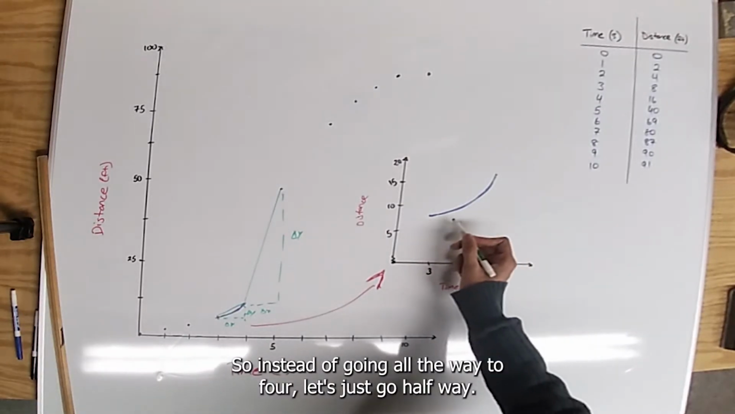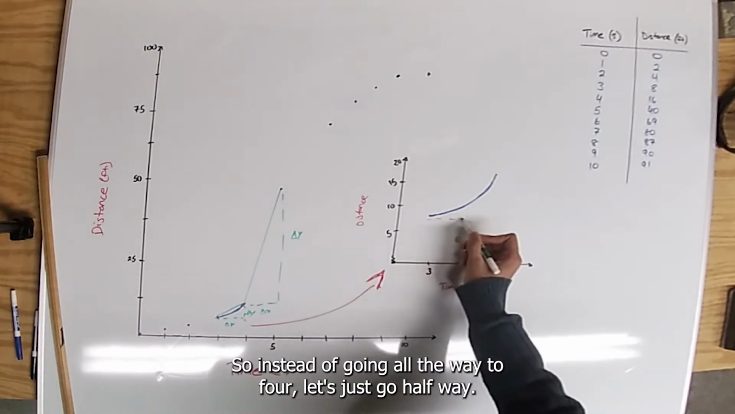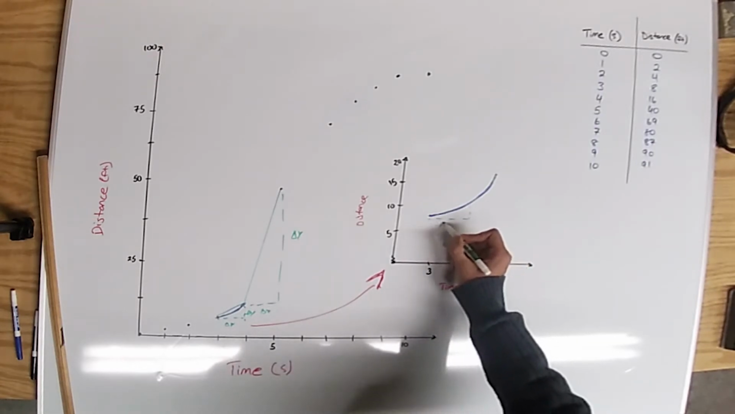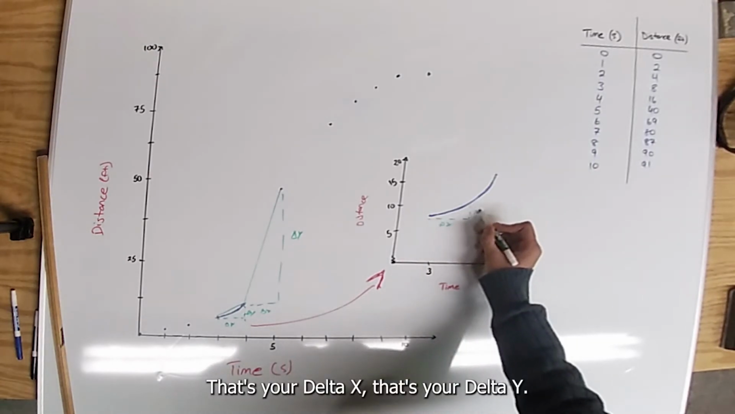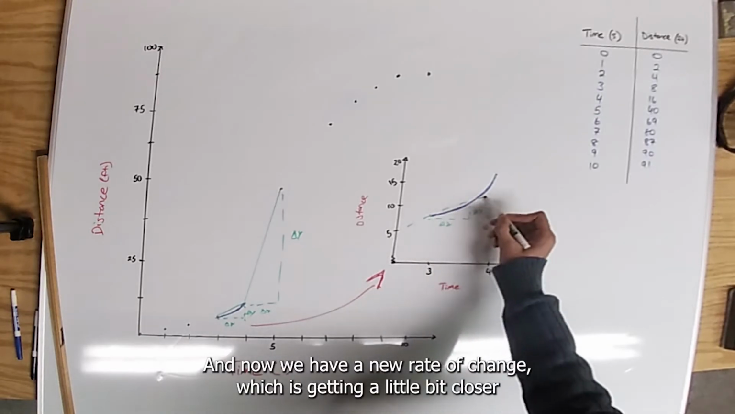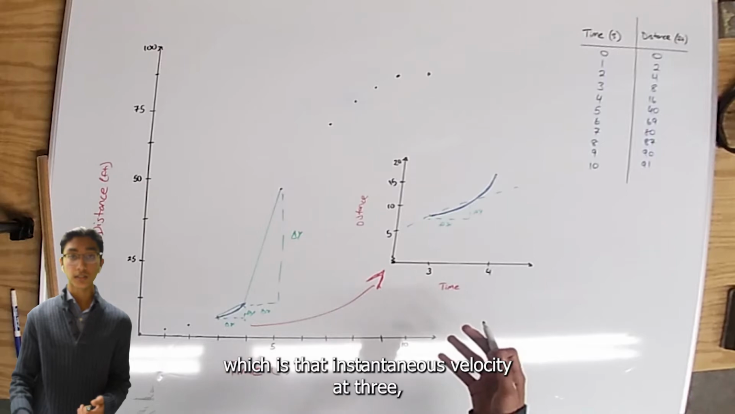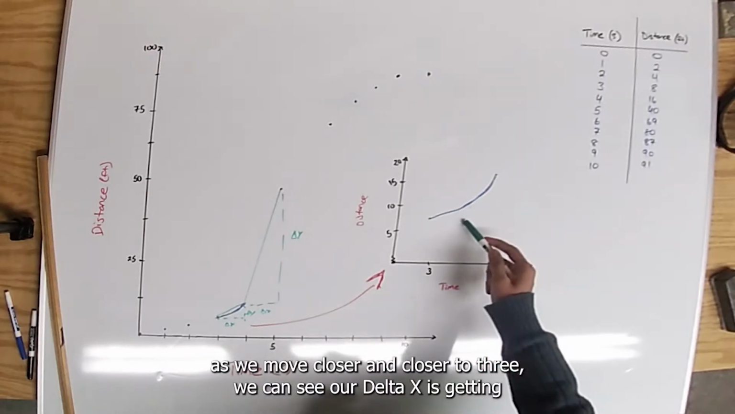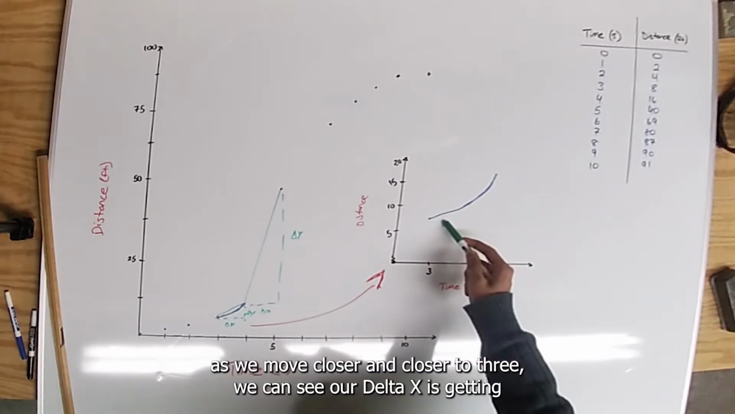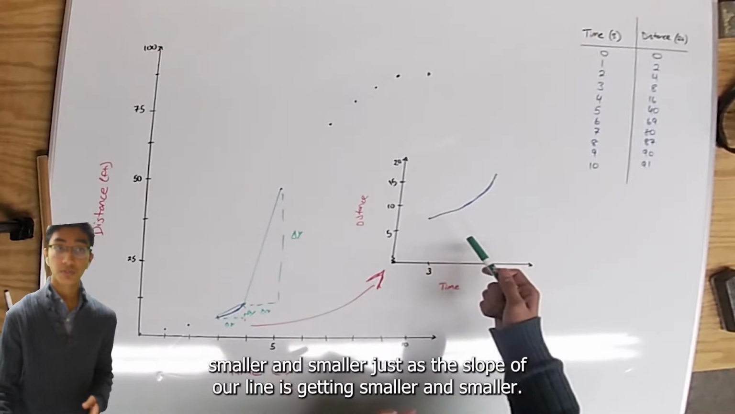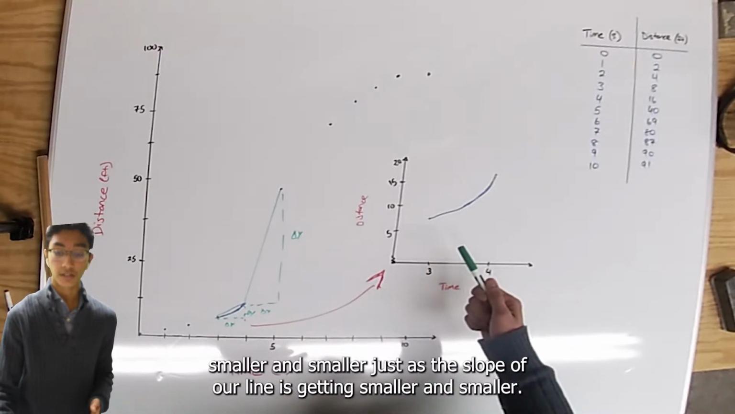So instead of going all the way to 4, let's just go halfway. That's your delta x, that's your delta y. And now you have a new rate of change, which is getting a bit closer to what you're trying to find, which is that instantaneous velocity at 3. As we go closer and closer to 3, we can see our delta x is getting smaller and smaller, just as the slope of our line is getting smaller and smaller.